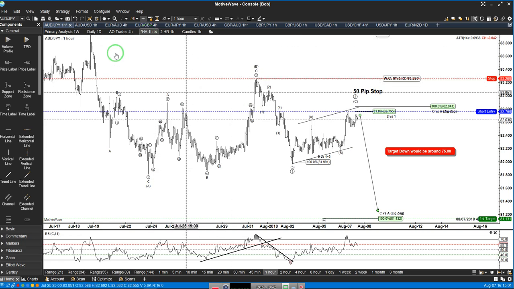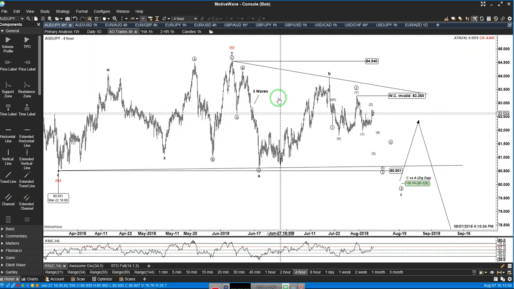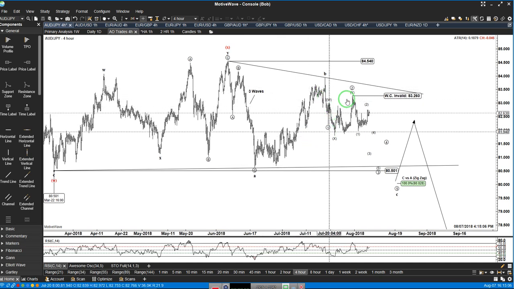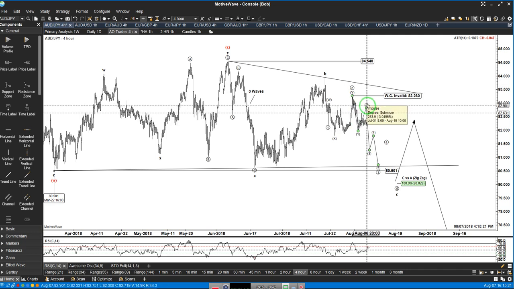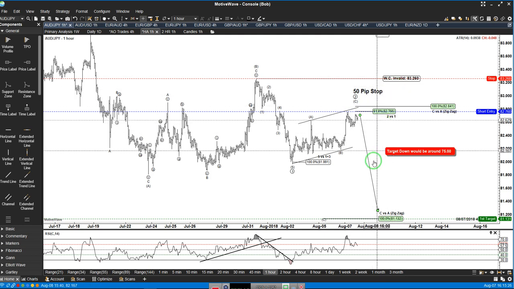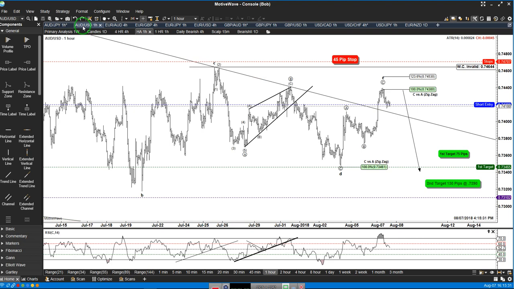The only thing I really don't like about this is this right here, but this looks like 3 waves here. I've got it labeled as a WXY for 2. The only thing that really looks like 5 down is this little leg here, so I'm going to give it a shot against that 83.26 area and see what happens.